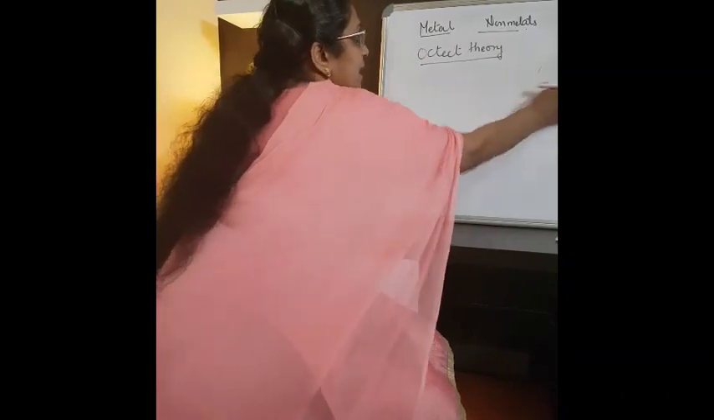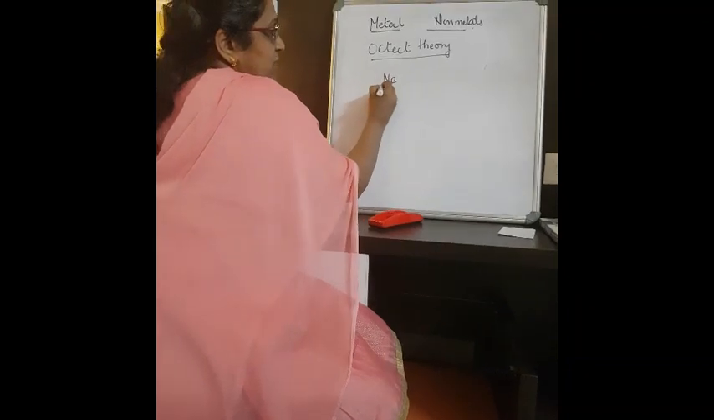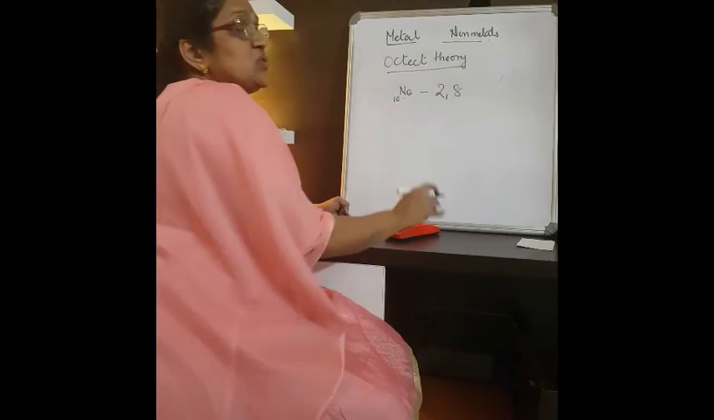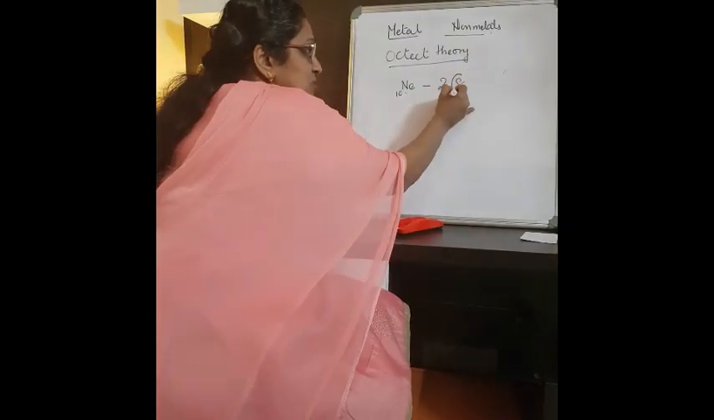Now, if you take the example of neon, the atomic number is 10. What is its electronic configuration? It is 2, 8. See, it is 2, 8. So, what is the valence shell?